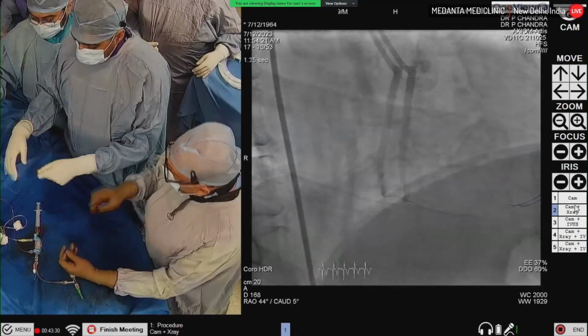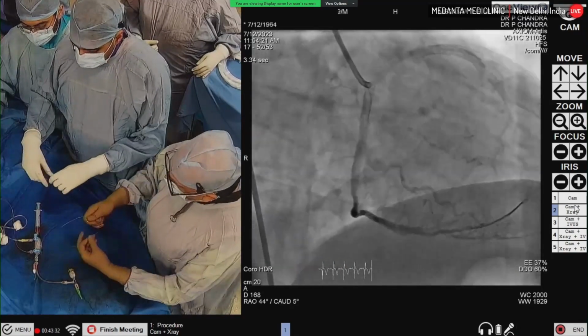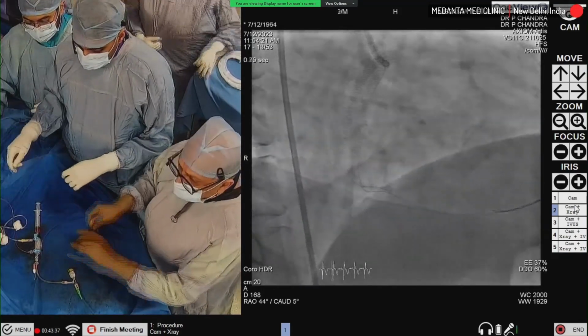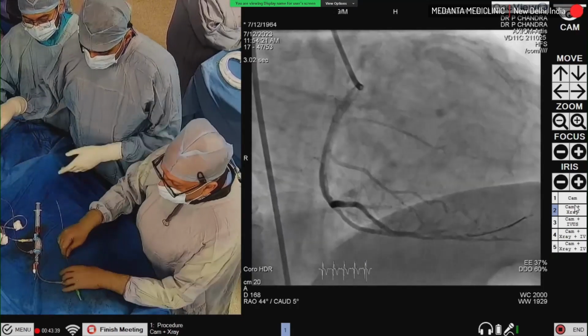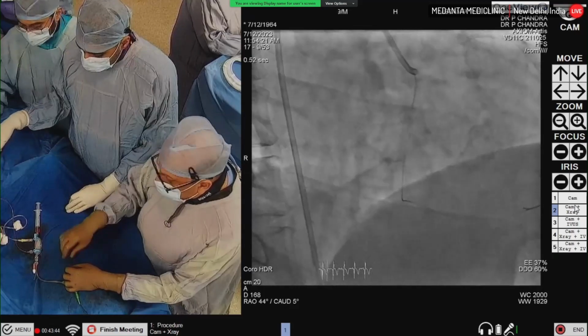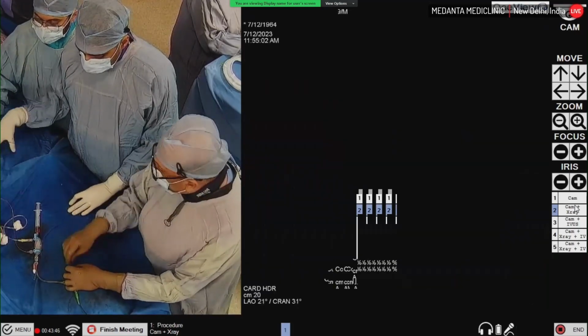We can. I mean, quickly. It doesn't take too much time. So we should not try to cut short things. Do it completely, because this is a very big artery and we need to respect it completely.